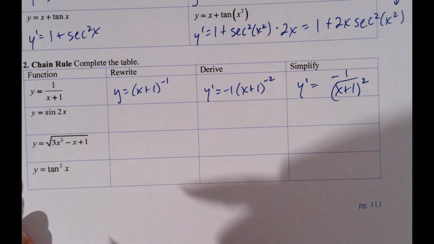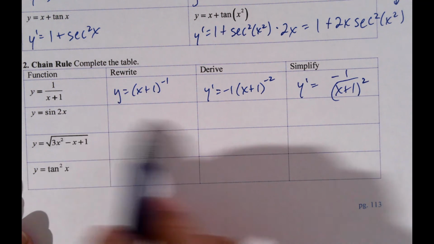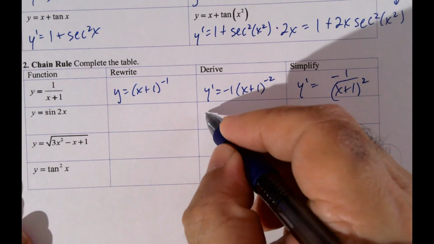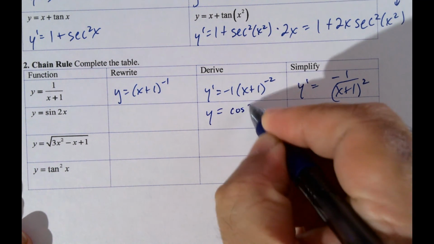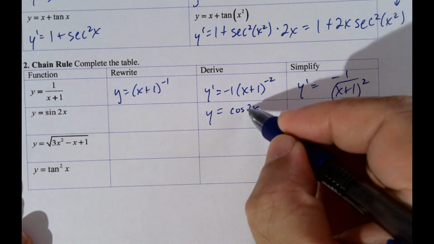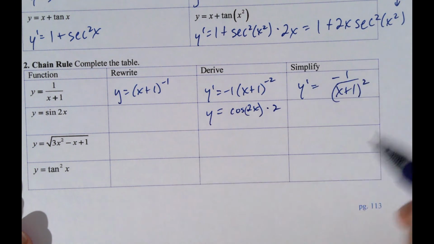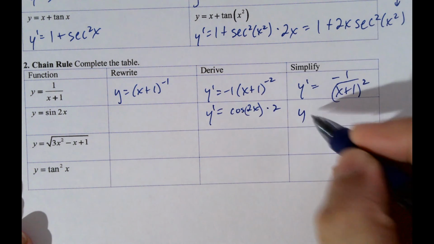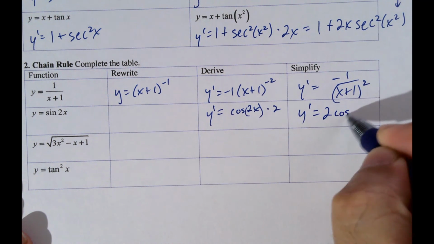All right, here, this one does not require a rewrite. So I'm just going to take the derivative. The derivative of that is y equals cosine 2x, right? I took the derivative of sine, which is cosine, and now I need the derivative of 2x, which is 2. So it's better to be written as 2 cosine 2x.